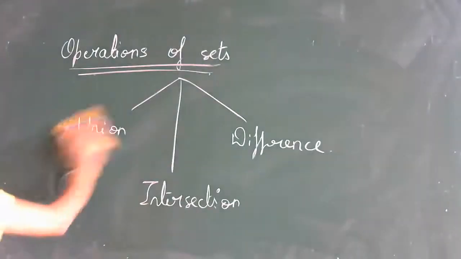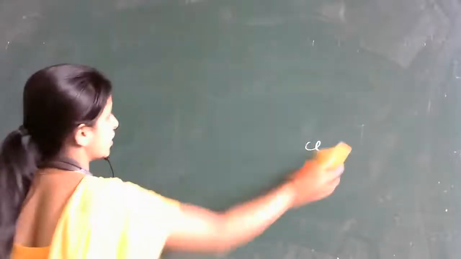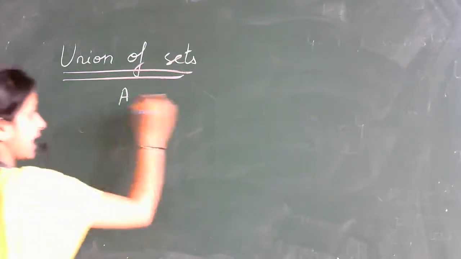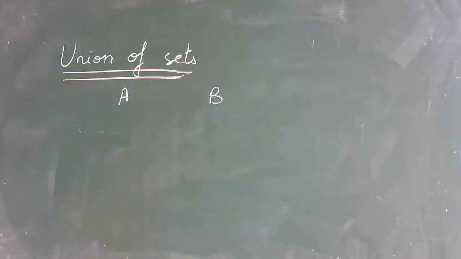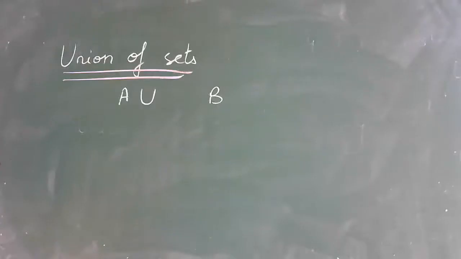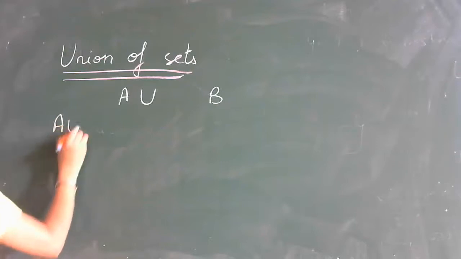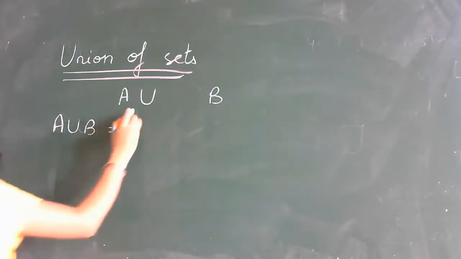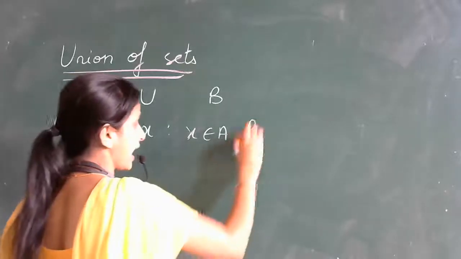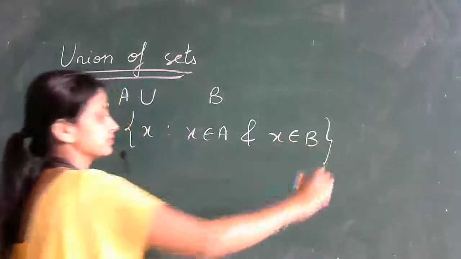First one is union of sets. So what is this union of sets? Union means what? Get together, right? Union means get together. So in this union of sets, suppose I take 2 sets A and B. What is A union B? Union of sets is usually denoted by capital U. So A union B means what? Union of A and B includes all those elements x such that x belongs to A or x belongs to B. Means what, students?